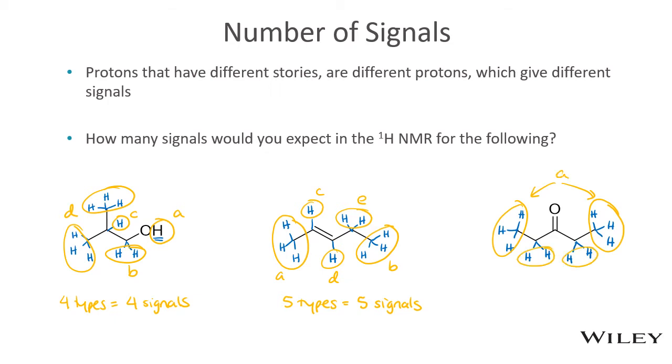These 2 and these 2 are also identical. They're 1 bond away from our carbonyl, so we'll go ahead and call those type B. So even though it appears that we have 4 sets of hydrogens in this molecule, the symmetry makes each set identical to one another. So we have 2 types, and we would expect 2 signals.